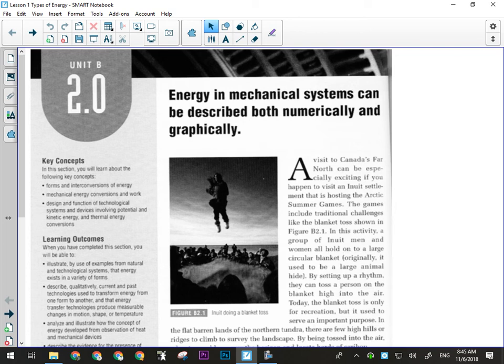All right, so simple energy conversion could be something like what you see in this picture here. These people are doing what is called the Inuit blanket toss. The Inuit used to use this in order to see over the horizon. If you've ever been to the tundra, it's an Arctic plain. There's no trees, there's no mountains, there's very few hills or anything like that. It's just flat. And so if you're trying to hunt, like let's say a herd of caribou, you can't sneak up on them because they see you coming. There's nowhere to hide. So what you want to be able to do is see where the herd is, even if they're over the horizon.